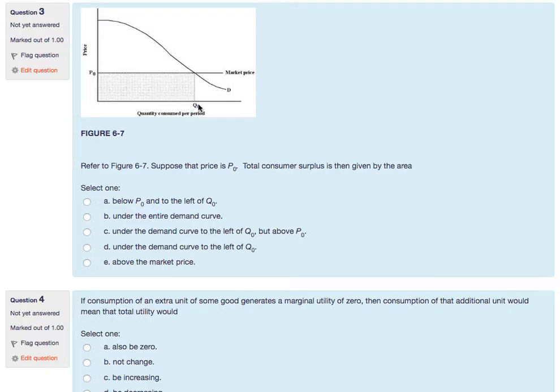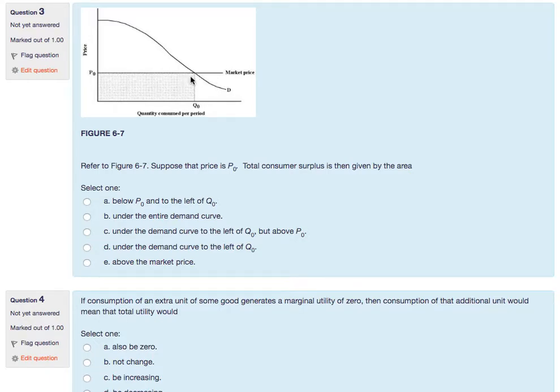If for some reason there's a quota or something in place that doesn't allow you to consume more than this quantity here, well, these units here can't be consumed, so they can't be counted in consumer surplus. Anything to the right here is not consumed, shouldn't be counted, and anyway it would be negative consumer surplus because my willingness to pay here is smaller than my market price.